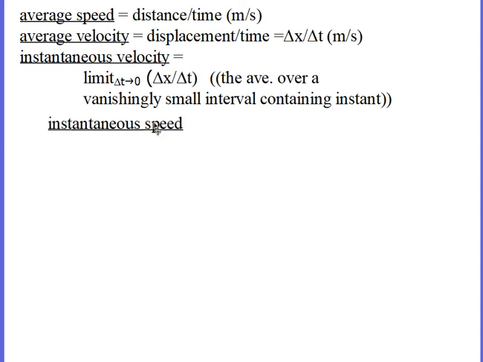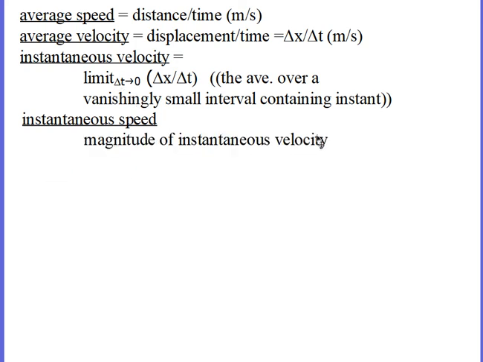The instantaneous speed, on the other hand, is not the same process of a limiting. The instantaneous speed is take the instantaneous velocity, which had both size and direction, and only consider its size. How fast was it going at that instant? That's what we mean by the instantaneous speed.